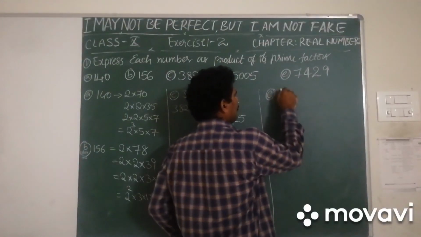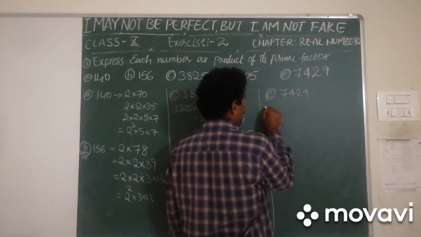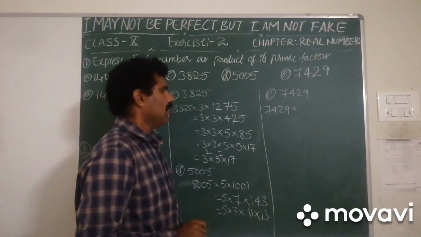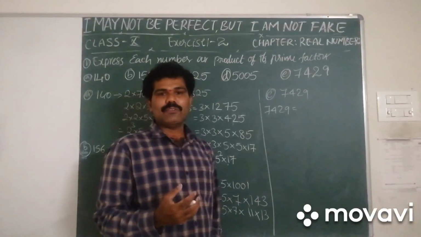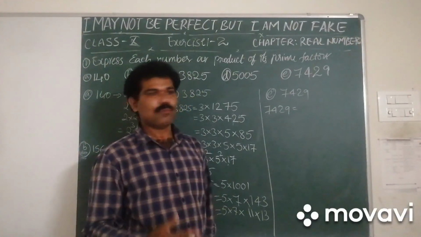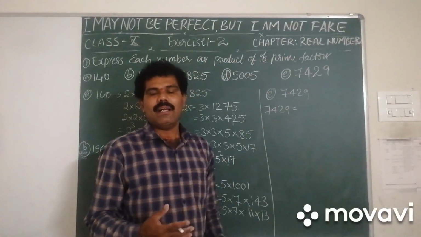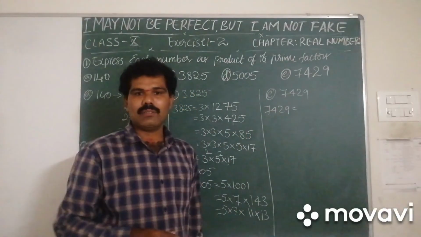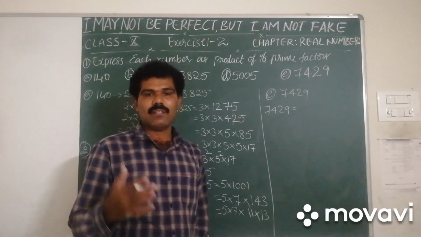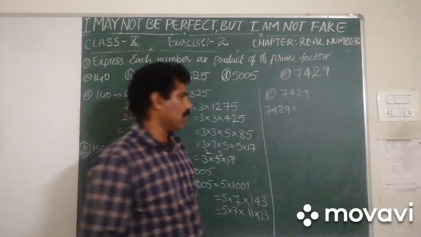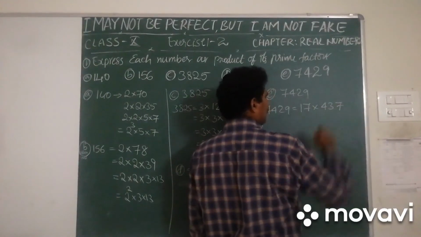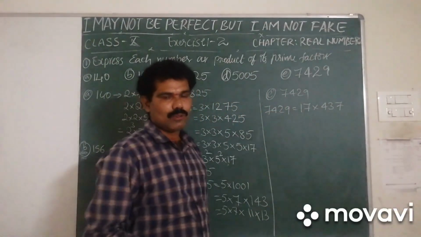Now E, that is 7429. So 7429 can be written as a product of what? You can use the divisibility rules of 2, 3 and the other prime numbers up to 11. So you know very well, and up to 11 you can't. Those prime numbers will not divide that number, so you have to go for 13. Next 17. Okay, so 17 into 437 times, you will be getting 7429.